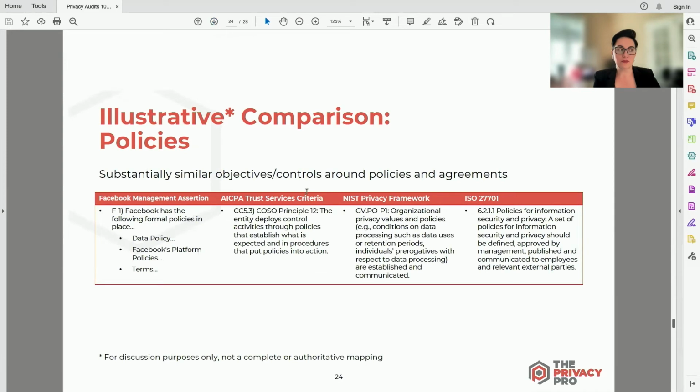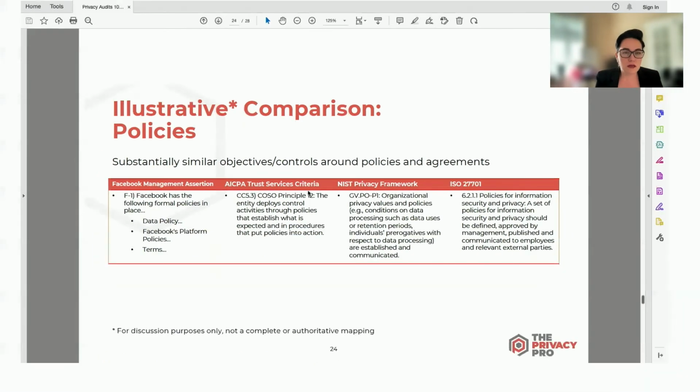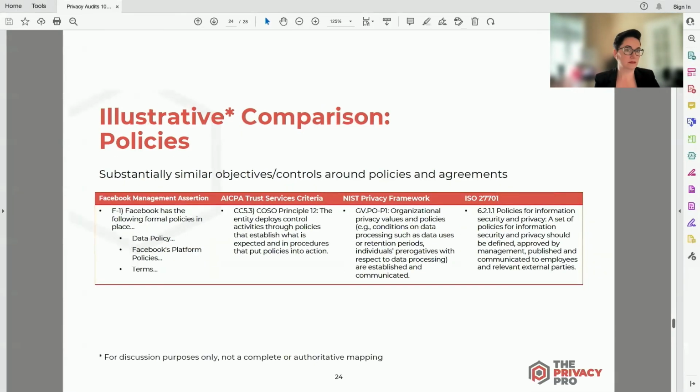Okay, so what if we used one of those frameworks instead of Facebook's management assertion? It's not my day for this. Okay, sorry. All right. Controls around the policies are consistent between Facebook's management assertion and all 3 frameworks. It's what we expect. It's the foundation of pretty much any control, is that it is documented and formally defined.